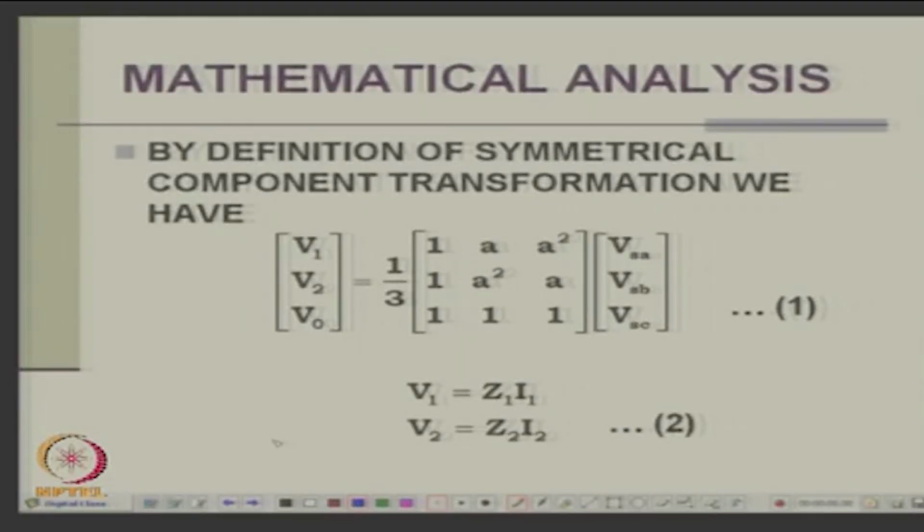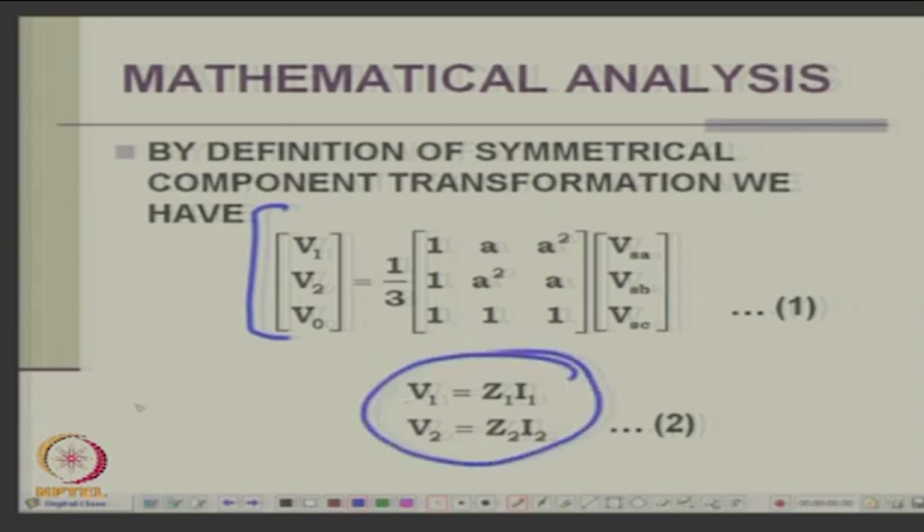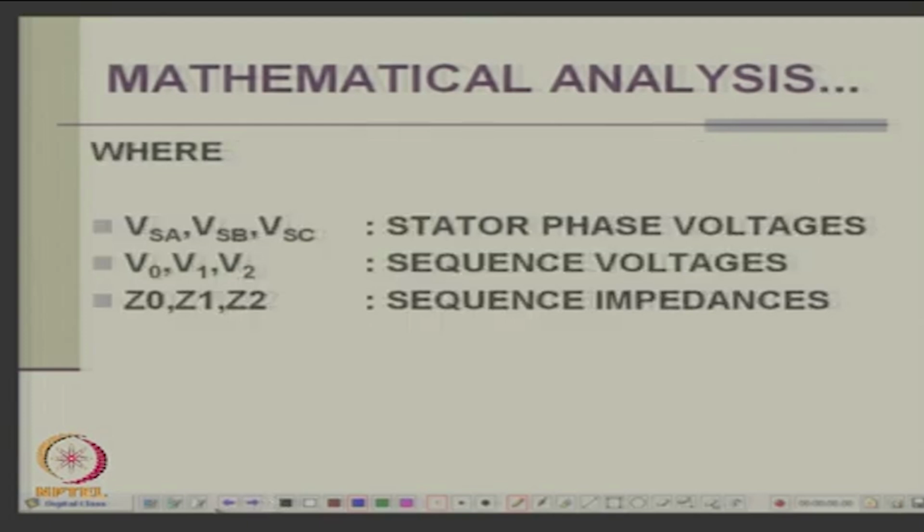So, the only thing you have done is connect a capacitor. Already you know these symmetrical components V1, V2, V0 and we know the impedances, right, this is known to you. Then VSA, VSB, VSC are the stator phase voltages. V0, V1, V2 are the sequence voltages, Z0, Z1, Z2 are the sequence impedances. I hope by now you are familiar with all these things.